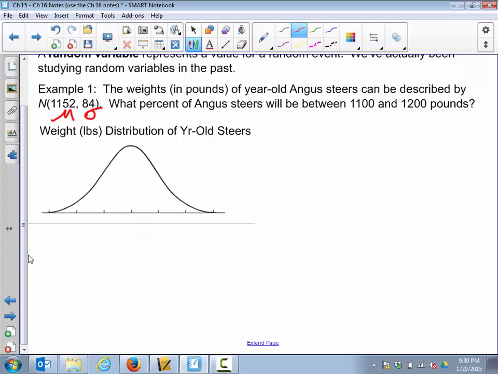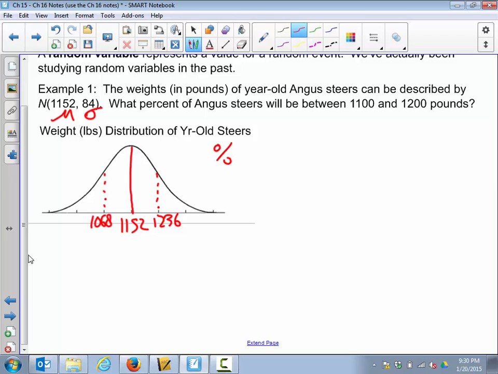Well, we've already got a title for this normal bell curve. Let's go ahead and start by labeling it up. So we've got 1152 pounds as the mean, 84 less than 1152 takes us to 1068, and 84 greater than 1152 takes us to 1236.